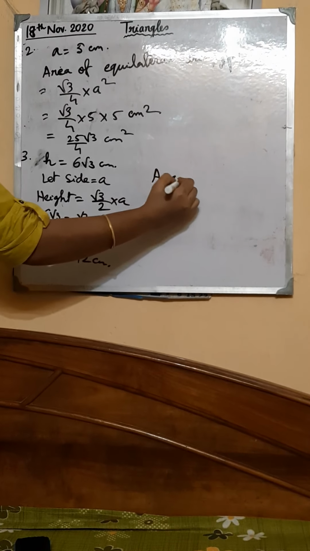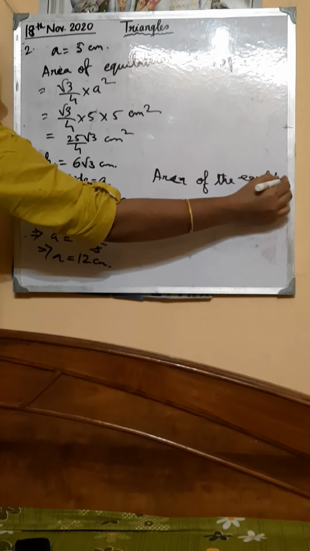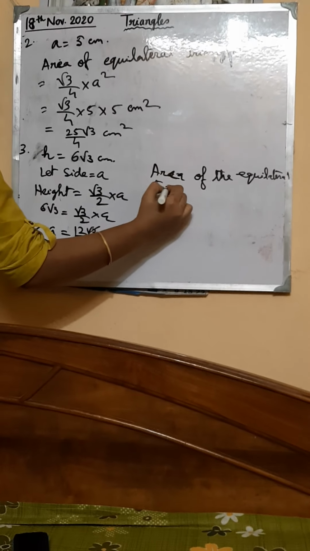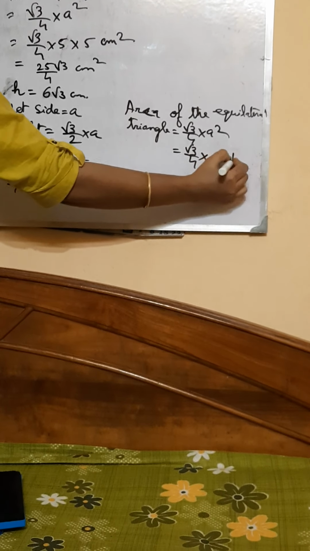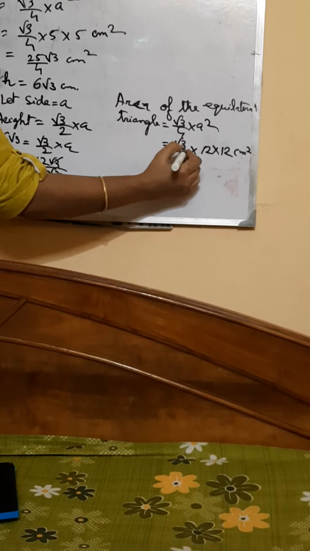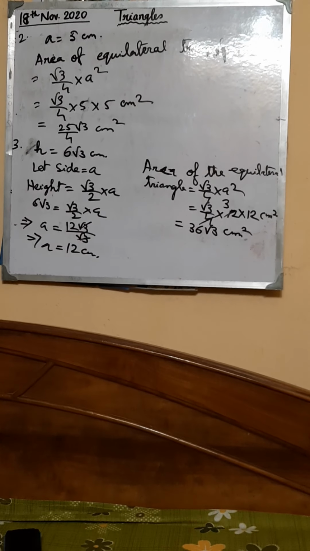Therefore, area of the equilateral triangle equals root 3 by 4 into A square, means side square. So root 3 by 4, A square means 12 into 12 centimeter square. 4 3s are 12. So 12 into 3, what? 36. 36 root 3 centimeter square. This is your required answer.